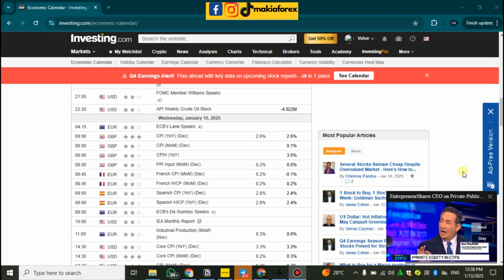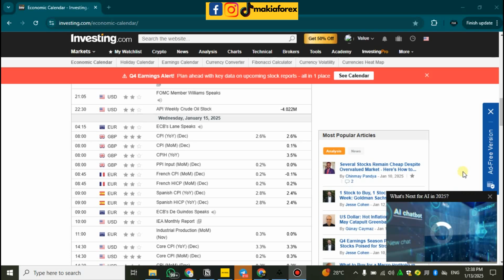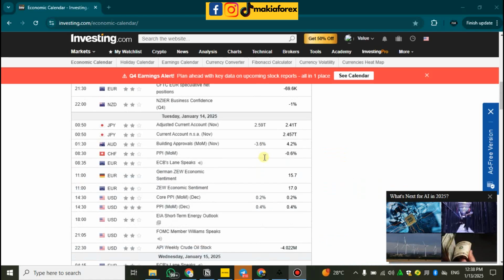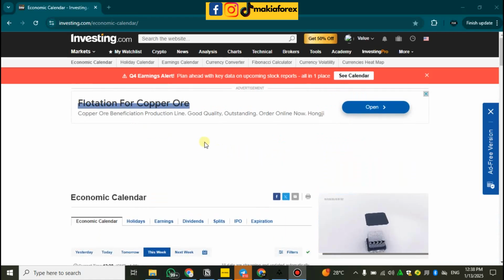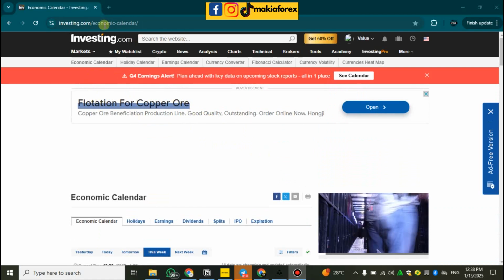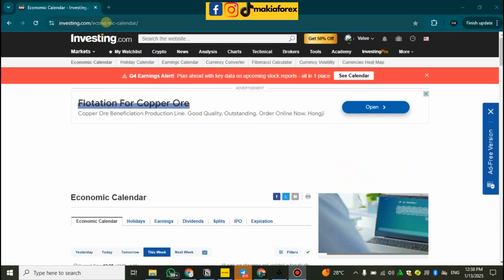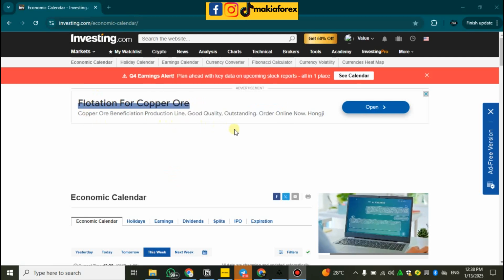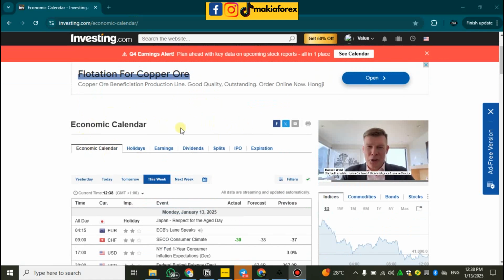The first thing that I do whenever we're entering a new week is that I start by looking at my economic calendar, because I want to know all the news releases for the week. And my most popular website, a website I always use when it comes to news calendars, is investing.com. So you just go to investing.com/economic calendar.